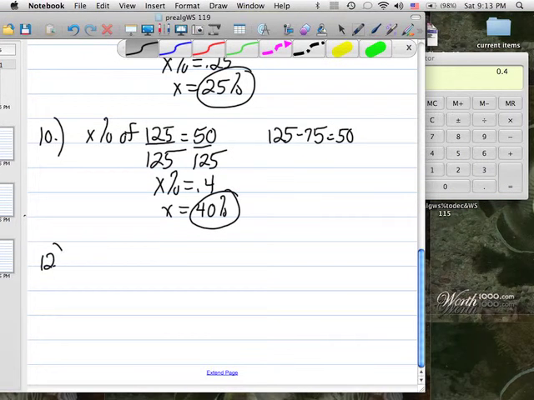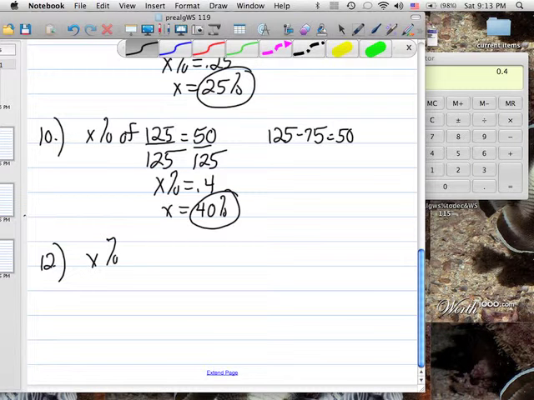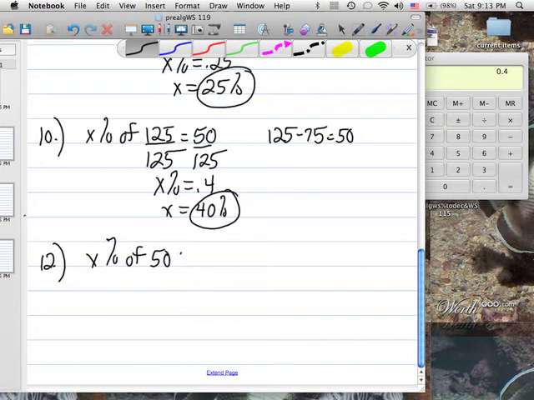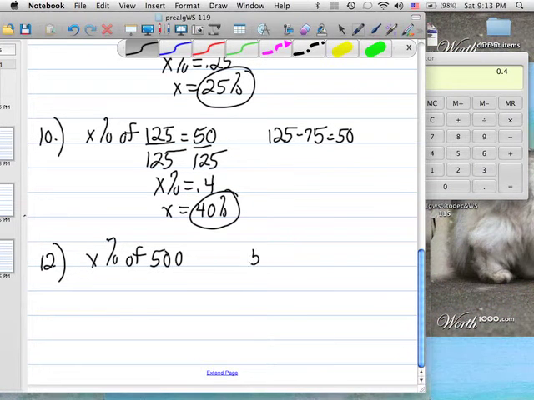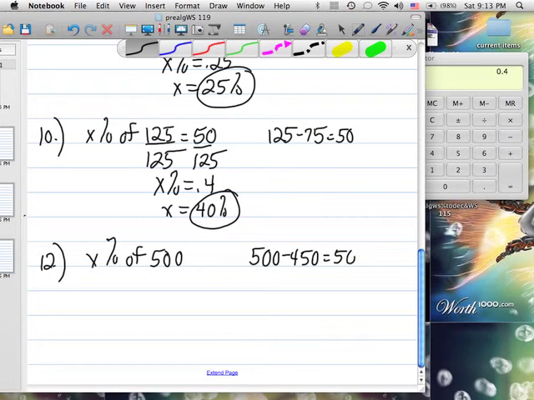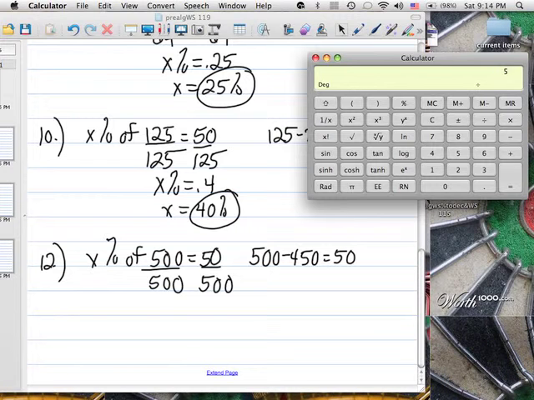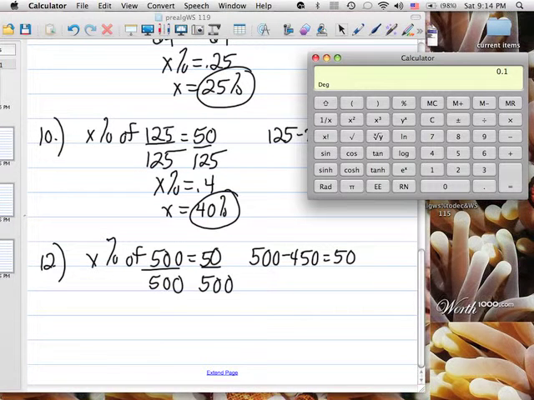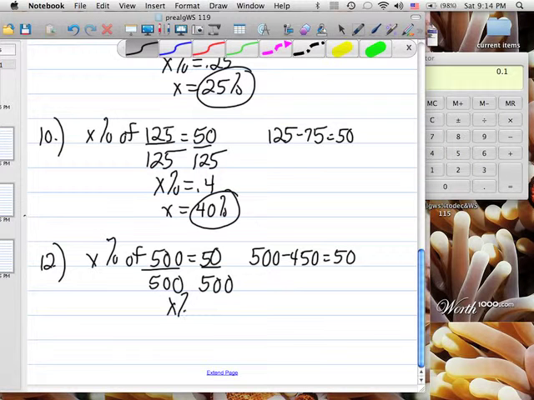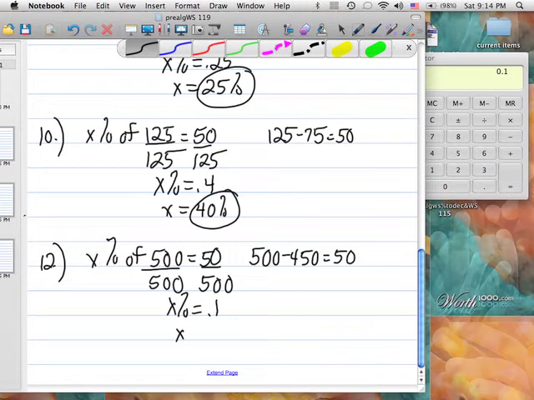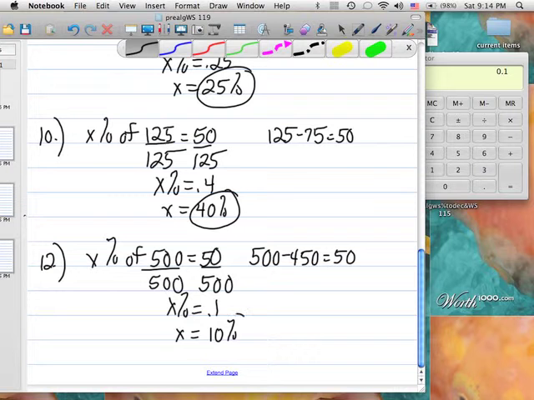Number 12, the original salary is $500. New salary is $450. So 500 take away 450, we have a decrease of $50. Divide both sides by 500, and we should get 0.1. Because that's 1/10. So x% equals 0.1. So the percent of decrease is 10%.